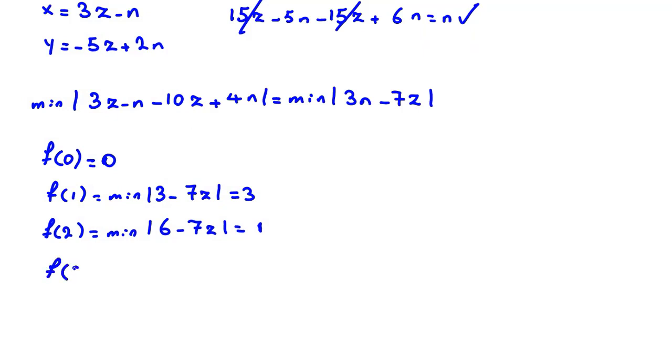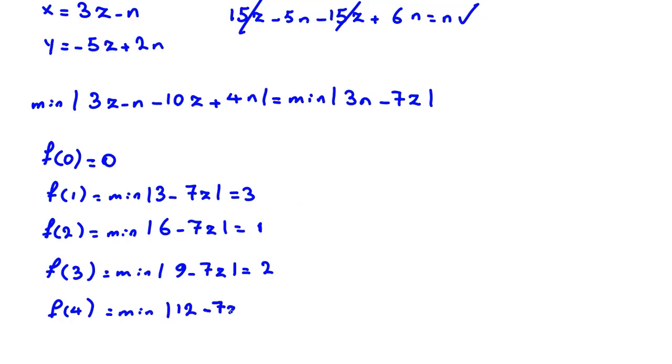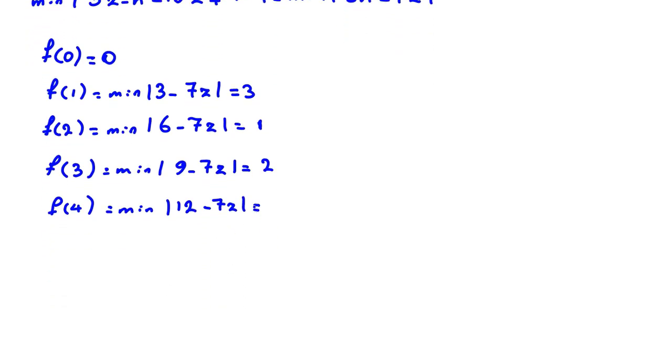Okay, now let's calculate f of 3. It will be the minimum of 3 times 3, 9, minus 7z, equals, if z equals 1, then the minimum is 2. Now let's calculate f of 4. It will be the minimum of 12, if we replace n with 4, minus 7. If z is 1, it will be 5. If z is 2, it will be negative 2. The absolute value of that is 2.